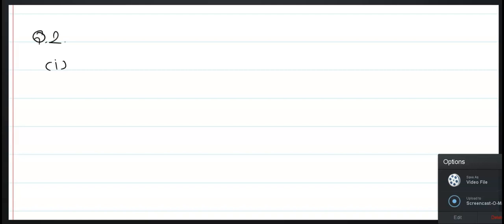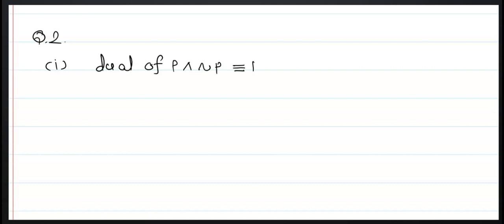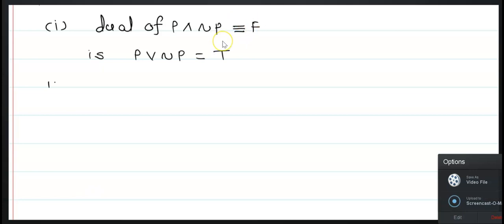It is also from the textbook. Now question number 2. Answer the following questions. The first question is the dual of p and negation of p is equivalent to F. Now to find the dual, 'and' is replaced by 'or' and F is replaced by T. Therefore, p or negation of p is equivalent to T.